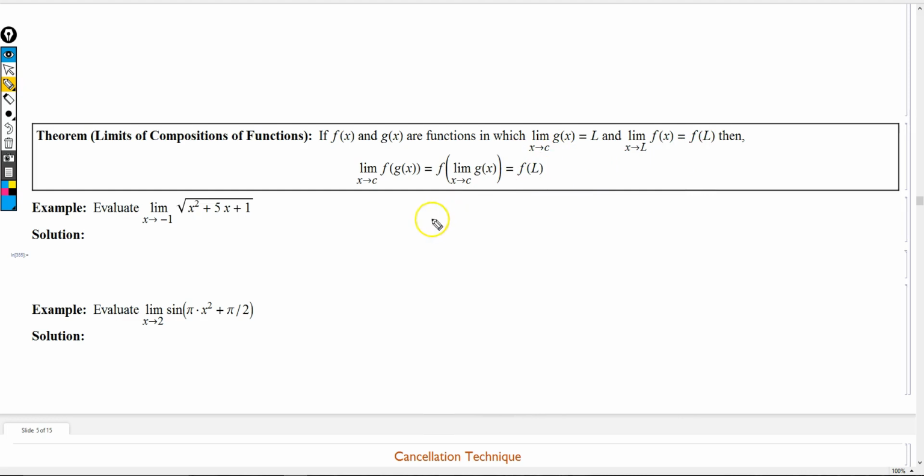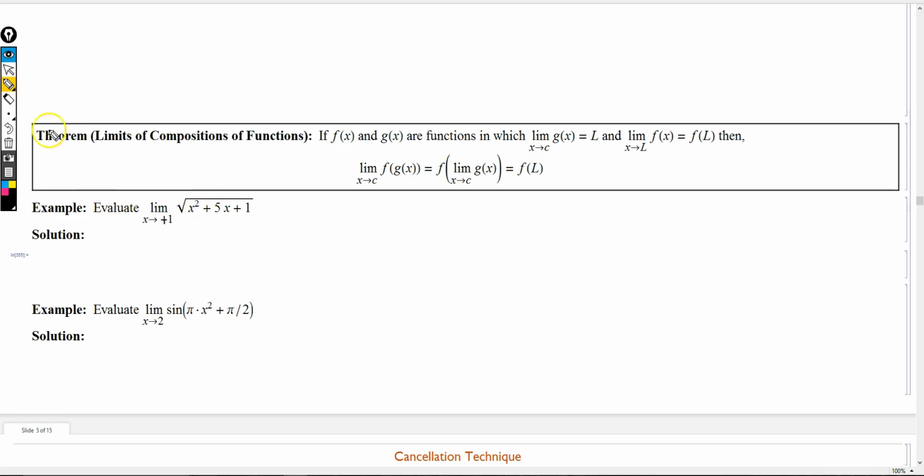Okay, now let's take a look at some problems down here. Oops, I have one thing to fix right here. That should be a +1. Make that a +1 right there.